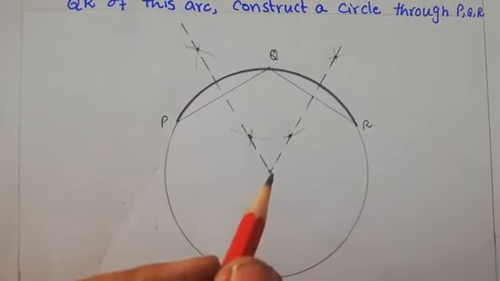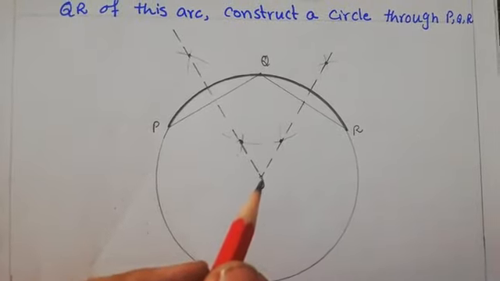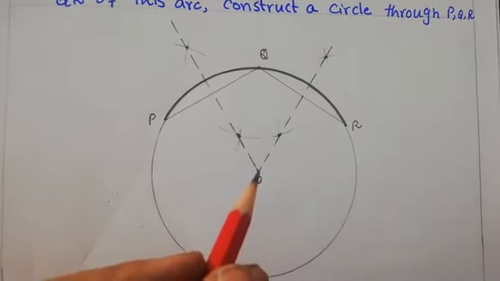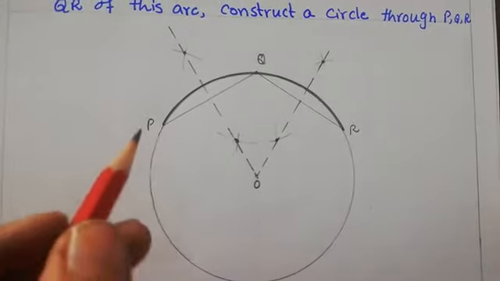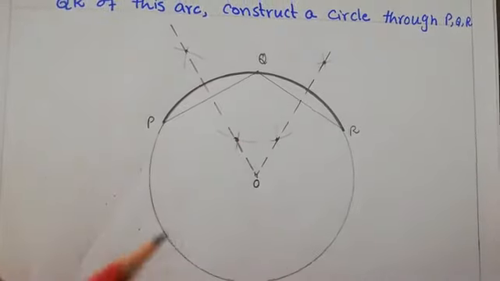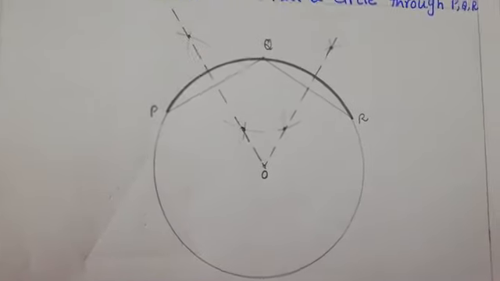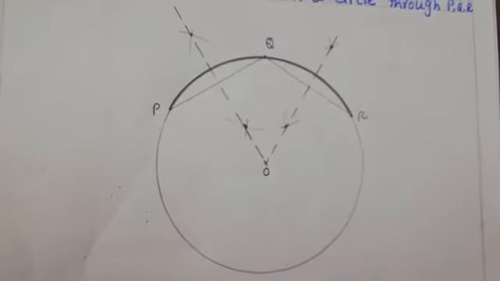Consider that this point O is the center of the circle. After that you will put your compass here, and then draw a circle which passes through points P, Q and R. You will draw the complete circle. After drawing this, your practical work is done, and now you will write the construction steps.